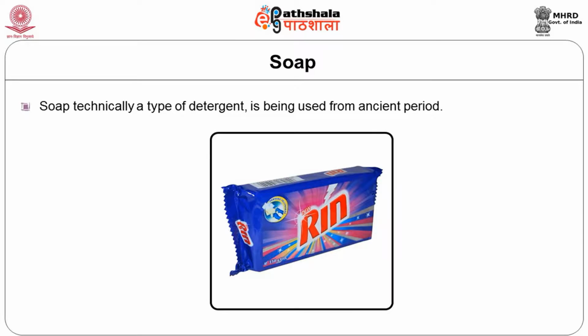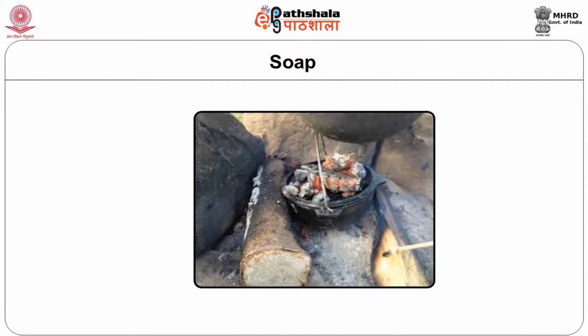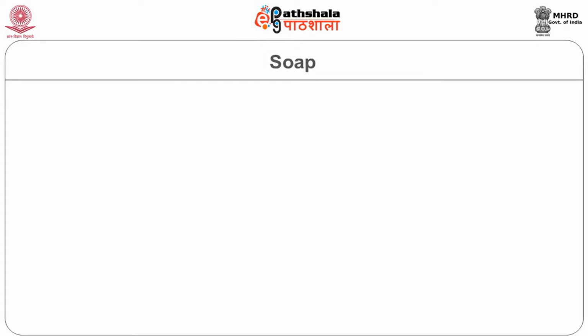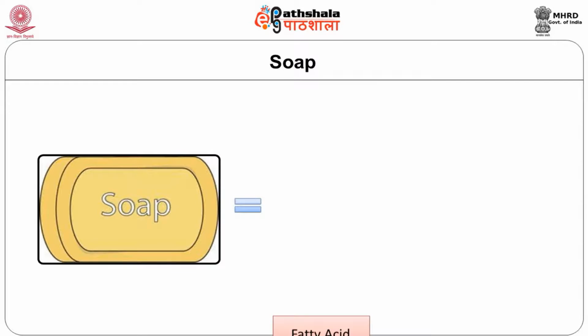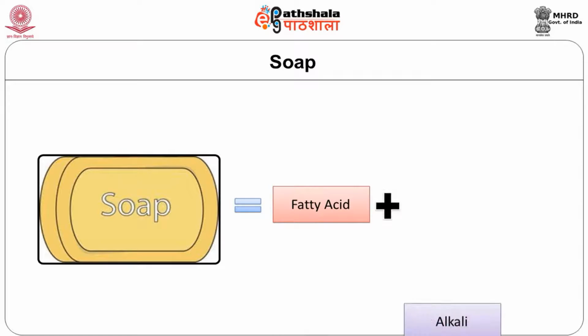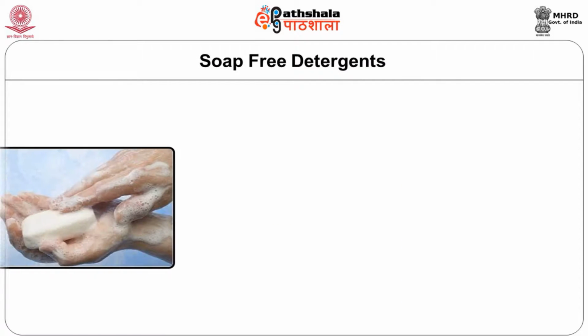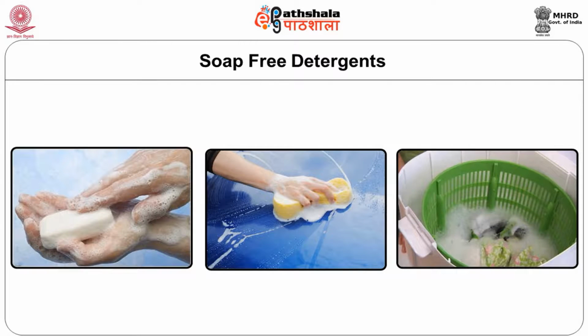Soap, technically a type of detergent, has been used from the ancient period. In olden days, the ashes of the wood fire under the cooking pot were mixed with the leftover fat, which was then used for washing clothes. Nowadays, soap is made up of fatty acids and alkali combined at different temperatures. Soap-free detergents have properties similar to soap, such as foaming, wetting and cleaning. But they are able to make a soluble salt out of calcium, magnesium and other metals that make the water hard and render the ordinary soap insoluble.